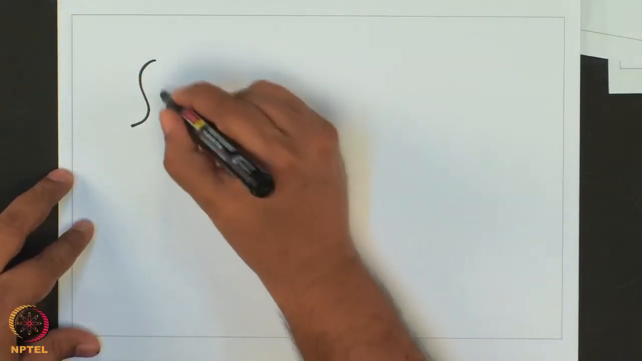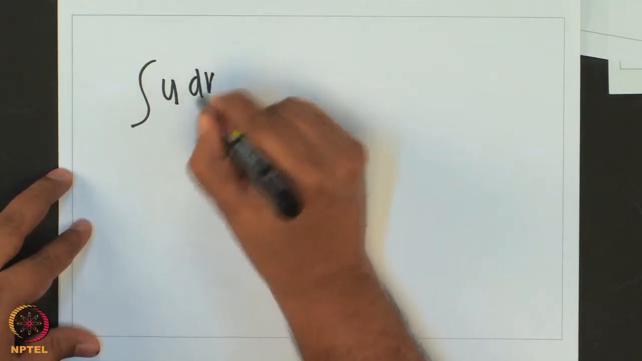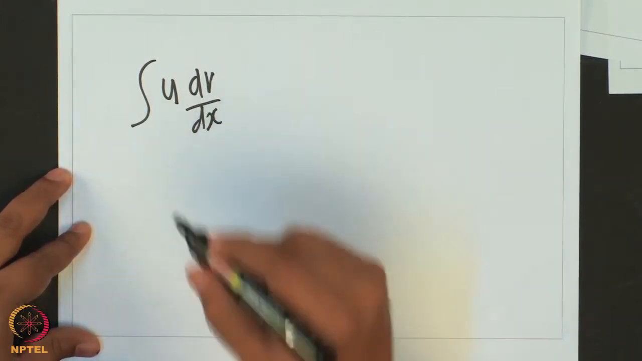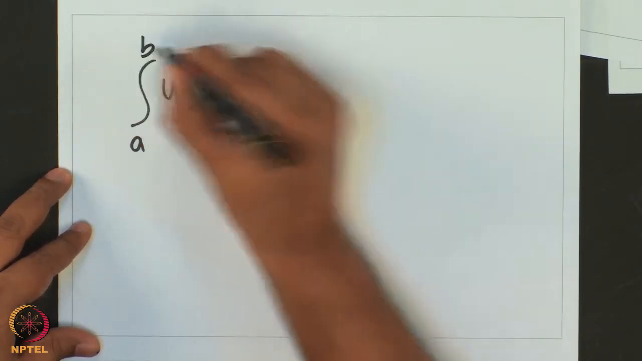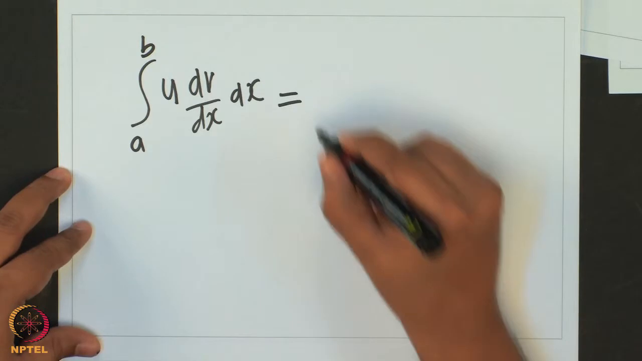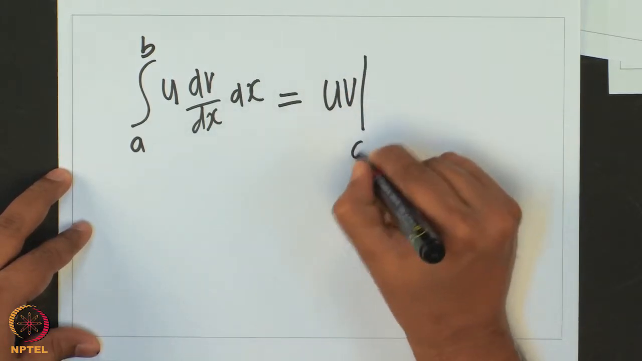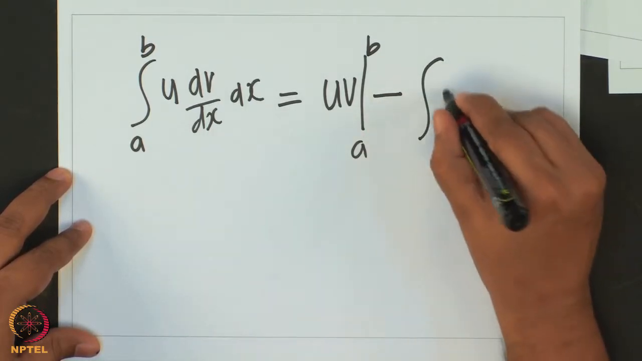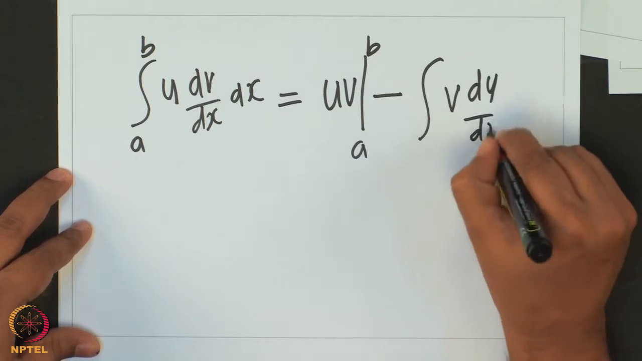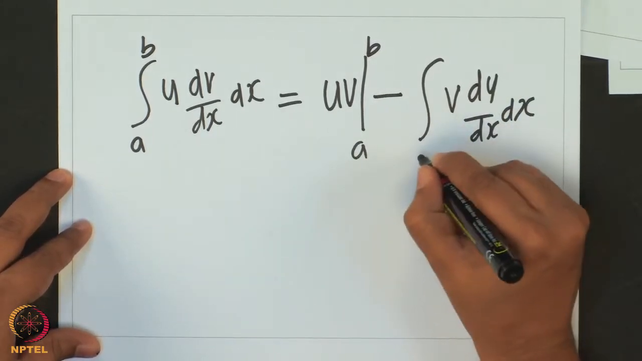So in other words, this is an important formula that one would use to compute integral of a product of u and another function dv by dx, which is the derivative of some function v. Integral of this a to b is equal to the uv itself in the limit a to b minus integral v du by dx a to b.